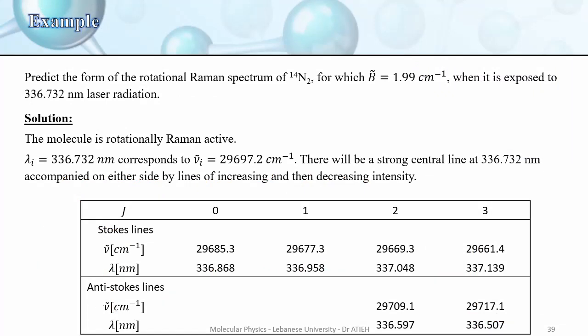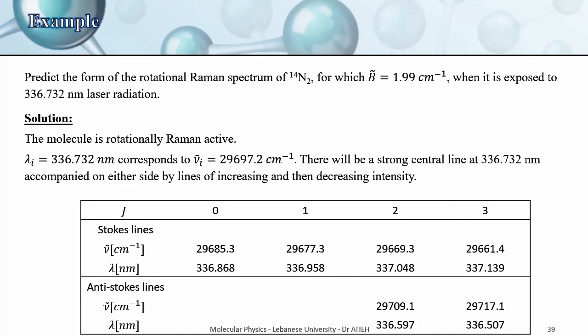Let's check this example. Predict the form of the rotational Raman spectrum of N2, for which B bar equals 1.99 cm minus 1, when it is exposed to 336.732 nanometer laser radiation. So he's giving me the wavelength of the incident radiation, or the incident photon. He's giving me B bar and he's asking me to predict the form, or the position of the lines, in the case of a rotational Raman spectrum. So we know that we will get Stokes lines, anti-Stokes lines, and the Rayleigh line in the middle.